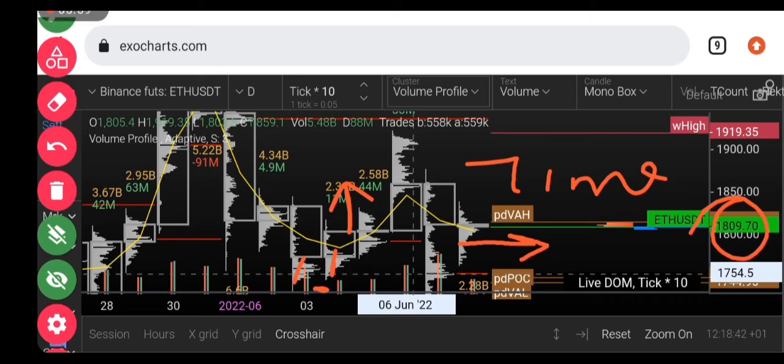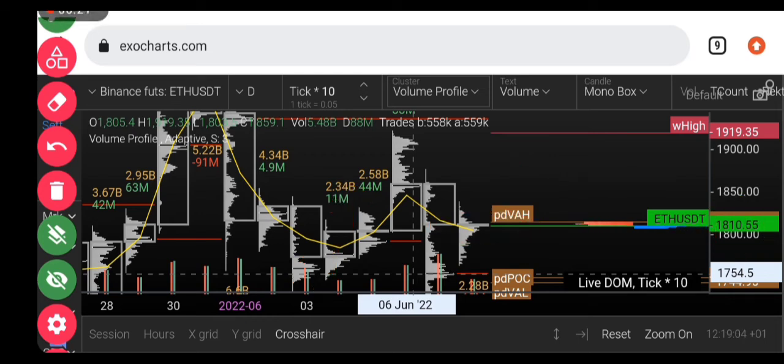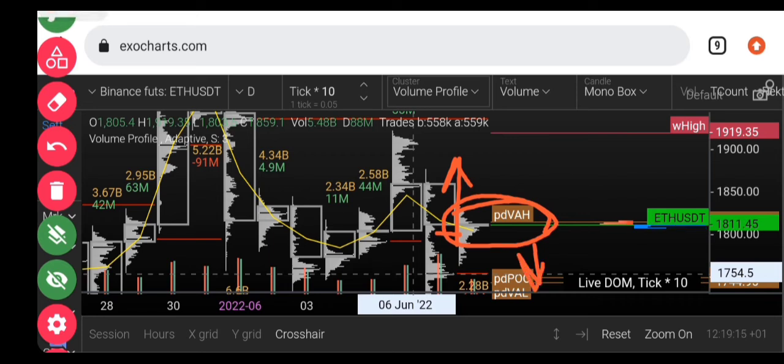Now, the higher time price spends at a region like this, we call this region the POC, right? This is a region where more time was spent. And if you look at what happened here, price opened at this region, went up, but spent more time in balance here, more time at the center. Price also went down. But what happened? Price found its way back to where it traded most.